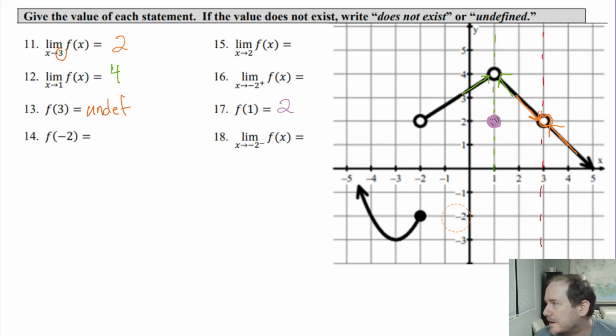Okay, what's happening at -2? -2 is over here. I see a jump discontinuity. So what's f of -2? Is it 2 or is it -2? Well, of course, the function value is given by the filled in circle, not the hole. So this is -2. So what's the limit at -2? Oh, that's not -2, that's 2.